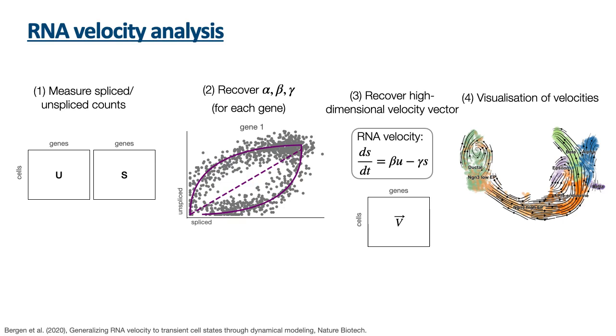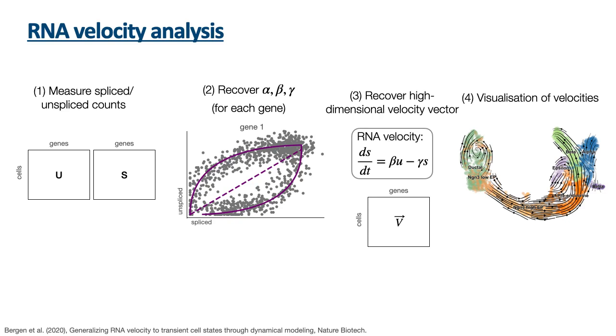And then for one gene at a time, we can recover the alpha, beta, and gamma rates through dynamical fitting of these parameters. After fitting of the reaction rate parameters, we can recover the high-dimensional velocity vector, and then we get a velocity value for every cell, for every gene. Now, because this high-dimensional velocity vector is difficult to conceptualize, we typically want to visualize these velocities on a low-dimensional embedding.